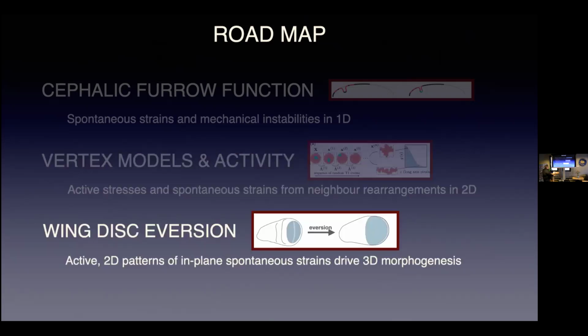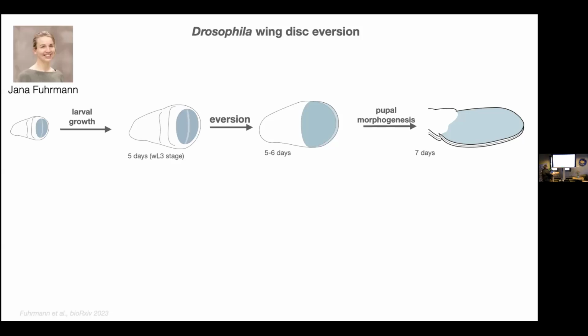Okay, so now what's the biology? Like, what's the biology example? So we're going to focus on something called the wing disk eversion. Does anybody know what that is? Have you heard of that before? No. So the Drosophila wing disk is the precursor. It's like the limb bud for the wing. It's the precursor tissue to the Drosophila wing.